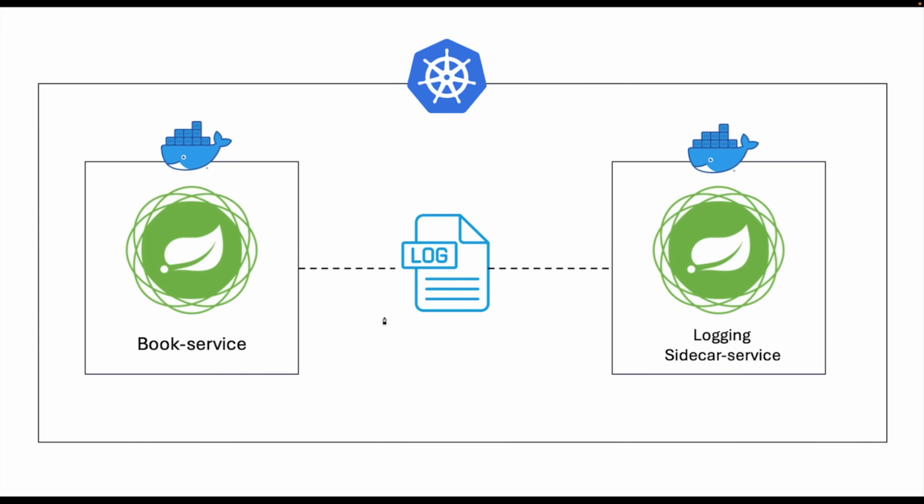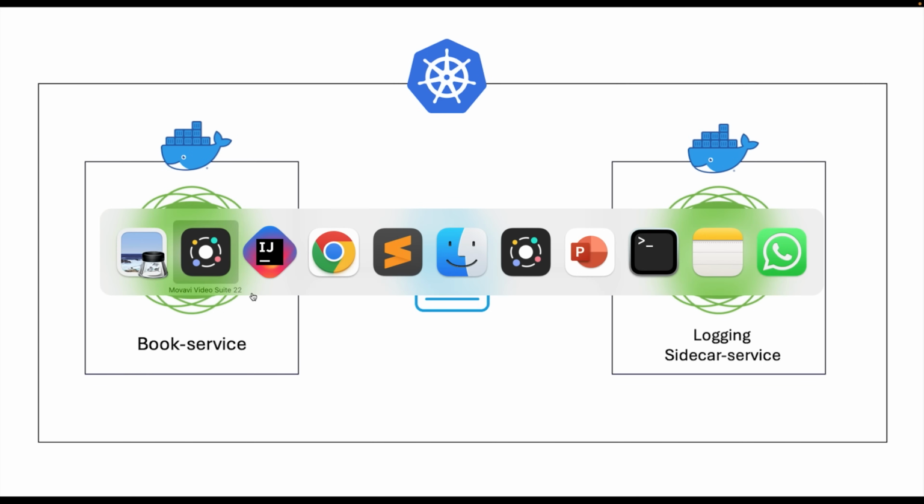So let's go to our IntelliJ IDEA. But before that, try to picture this particular image in your mind because we are going to follow the same steps as it is. At the first step, we'll create two different microservices: book service, where we'll write our actual business logic, then a logging service which will act as a sidecar and will contain all the cross-cutting logic. So first, let's create the book service.